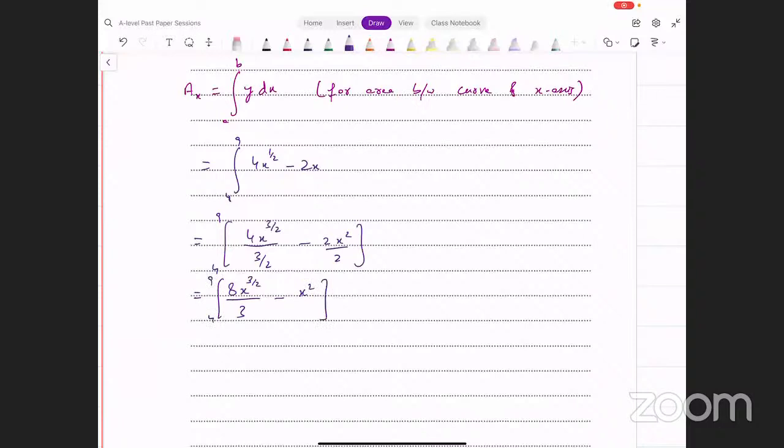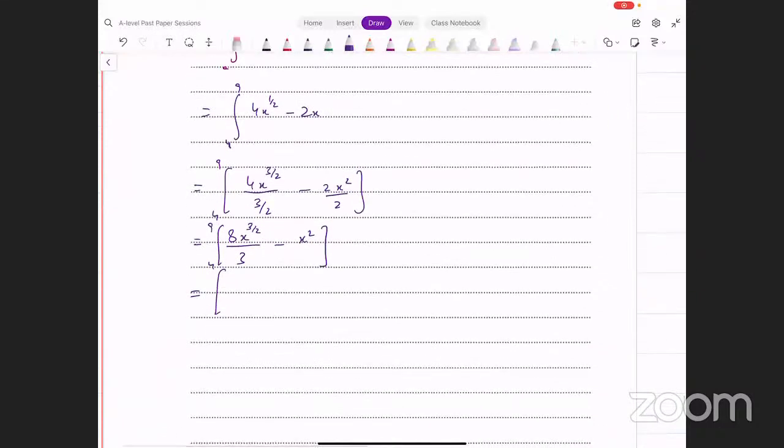ये आपको limits input करके दिखाना है. Otherwise you will lose marks. आपने ये step show करना है. Substitute करनी है limits. 8 into 9 raised to power 3 over 2 divided by 3 minus 9 squared. That's the first bracket. To subtract from that, the case when we input the lower limit, 8 into 4 raised to power 3 over 2 divided by 3 minus 4 squared.